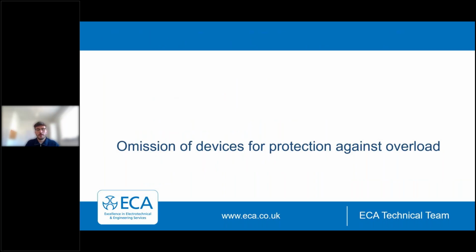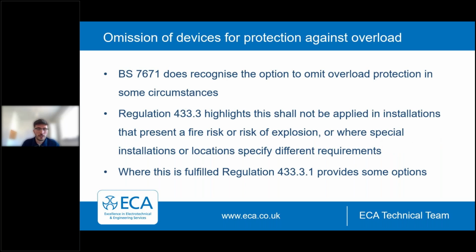Okay, next we're going to look at omission of devices for protection against overload. So as already discussed, often we do provide protection against overload for most circuits, but BS 7671 does recognise the option to omit this. Regulation 433.3 highlights that this shall not be applied in installations that present a fire risk or risk of explosion, or where special installations and special locations specify different requirements.